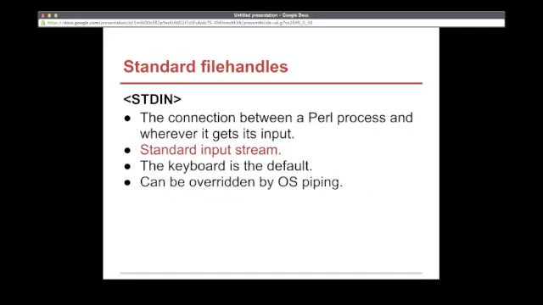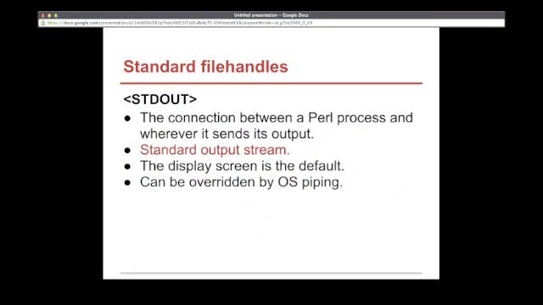Perl gives us a few standard file handles that we don't have to define, and the first of these is standard in. This is the connection between a Perl process and wherever it gets its input. This is often called the standard input stream. Normally, it's your computer keyboard, but it can be overridden with piping.